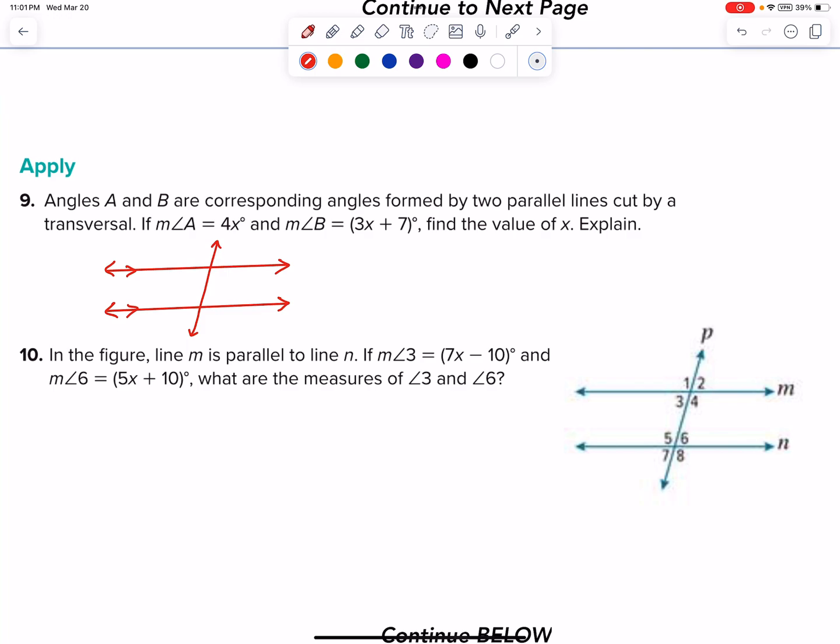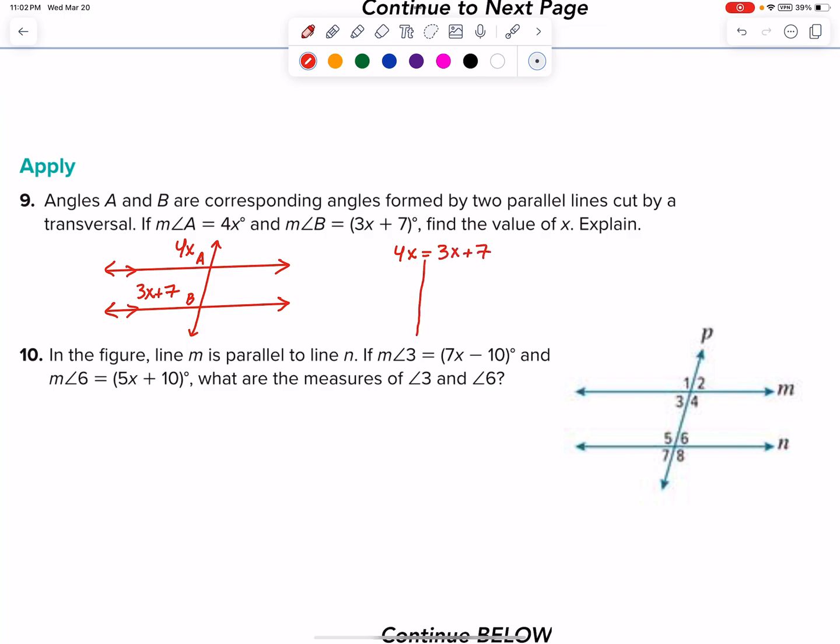Corresponding means the same position. So I'm just going to put an A here. And where's the same position if I put A there? Well, the same position is right here for B. Okay. And they're saying angle A is 4x and angle B is 3x plus 7. Find the value of x. I didn't really need to draw it because I know corresponding angles are equal to each other. So really we're just doing 4x equals 3x plus 7 and solving.